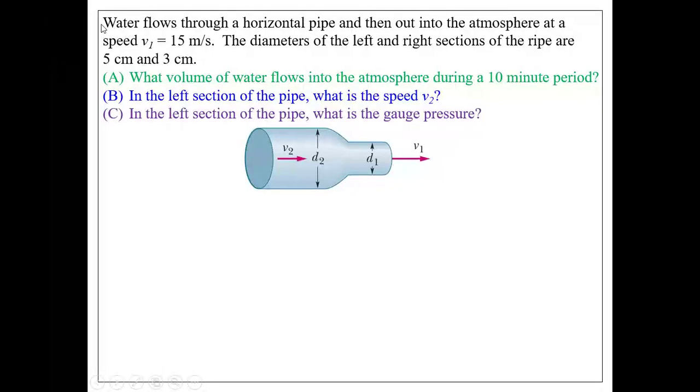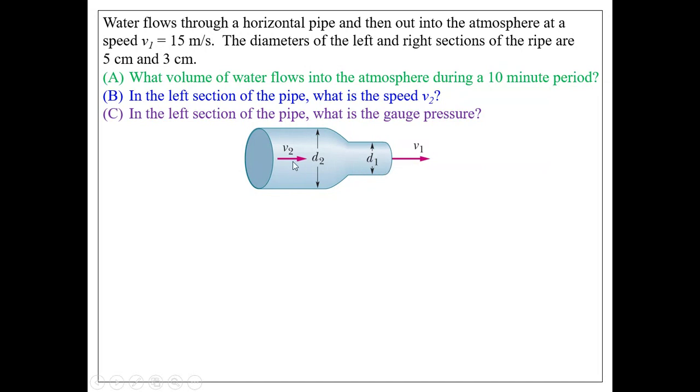In this particular problem, we have water that flows through a horizontal pipe and then goes out into the atmosphere with the speed V1 of 15 meters per second. It also gives us the diameter of the pipe. The wider section is 5 centimeters. The narrower section is 3 centimeters.